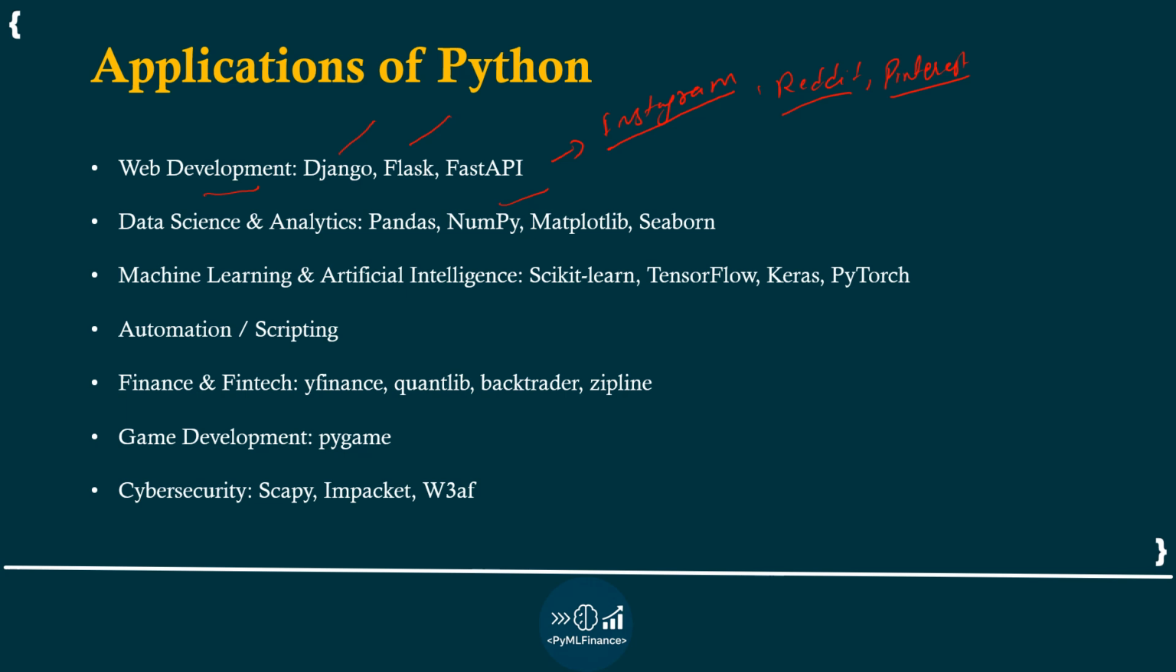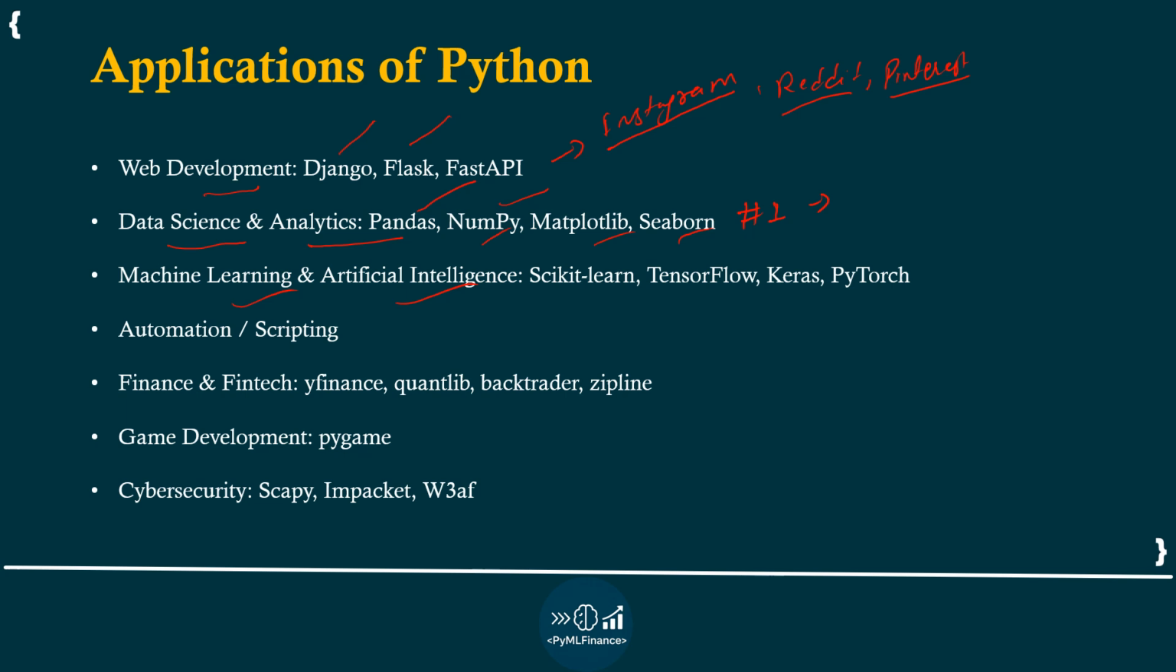The next application of Python would be related to data science and analytics. Libraries like pandas, numpy, matplotlib, and seaborn are used for data science and analytics related work. You can say Python is the number one programming language used in data science and machine learning related tasks, even machine learning and artificial intelligence.